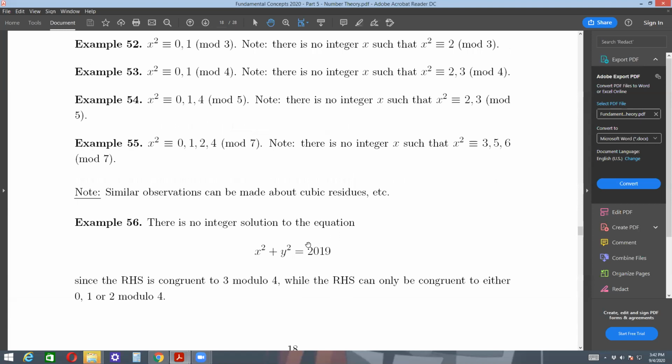And that's why you can use mods or congruences to help you identify where there's no solution.